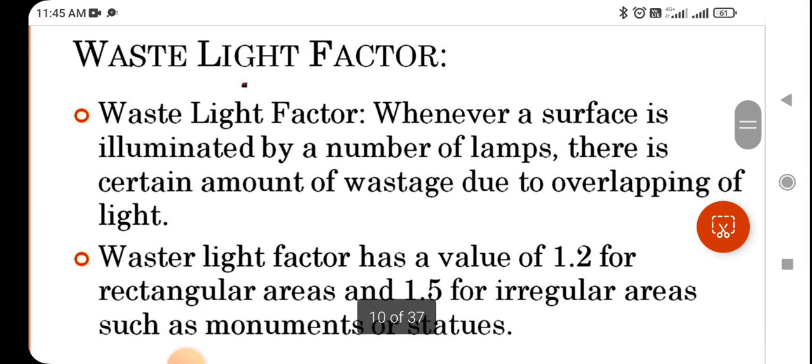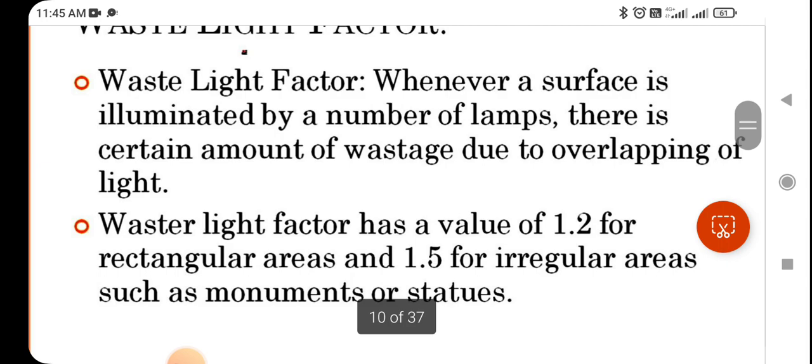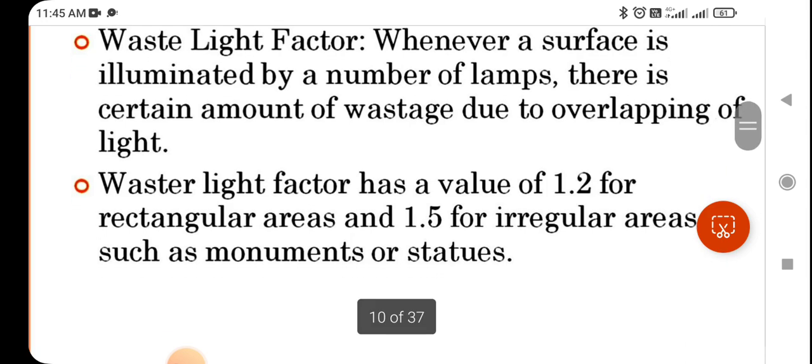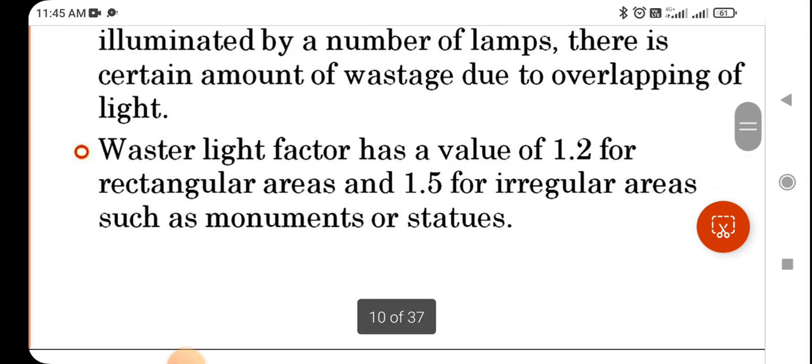This is the waste light factor. Whenever a surface is illuminated by a number of lamps, there is a certain amount of wastage due to overlapping of light. Waste light factor has a value of 1.2 for a rectangular area and 1.5 for an irregular area, such as statues. For a regular area the value is 1.2, and for irregular places like statues and poles, the value is approximately 1.5.